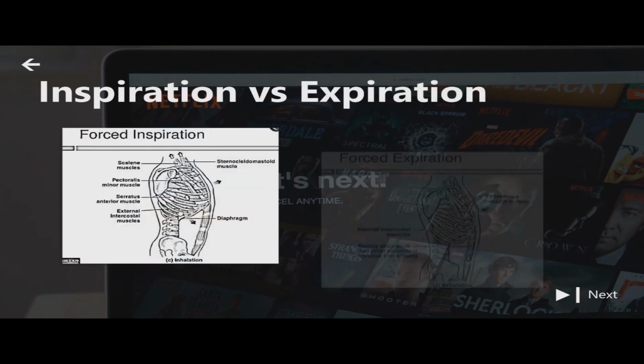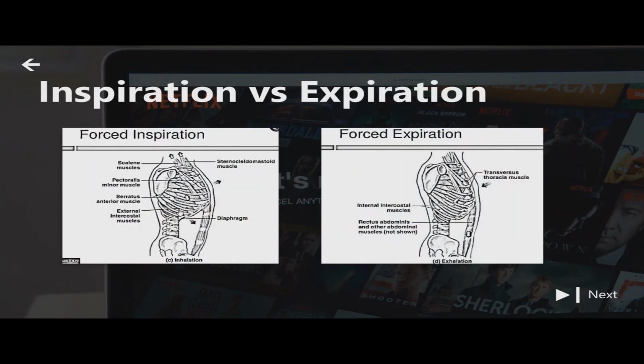In forced inspiration, a maximum increase in the capacity of the thoracic cavity occurs. Every muscle that can raise the ribs is brought into action, including the scalenus anterior, medius, and the sternocleidomastoid. While forced expiration is an active process brought about by the forcible contraction of the musculature of the anterior abdominal wall.